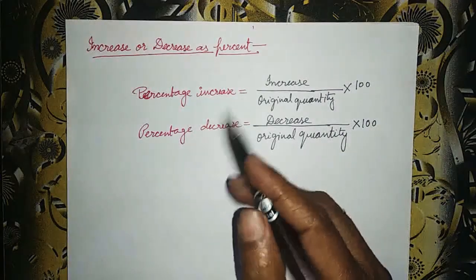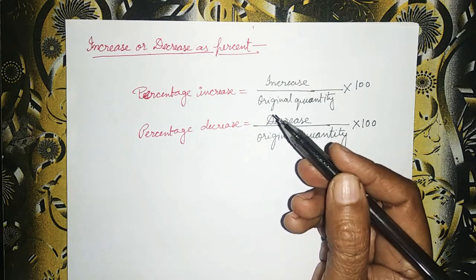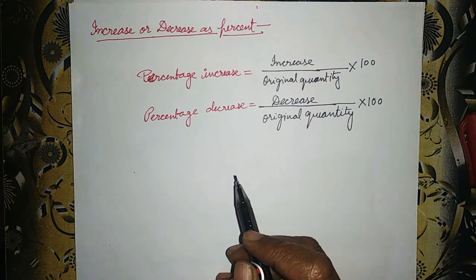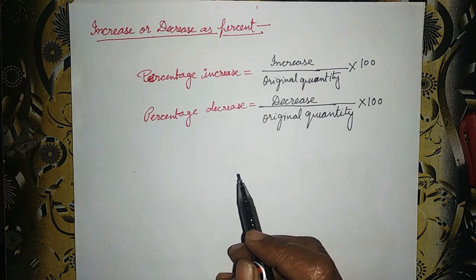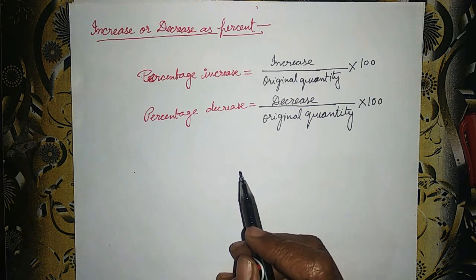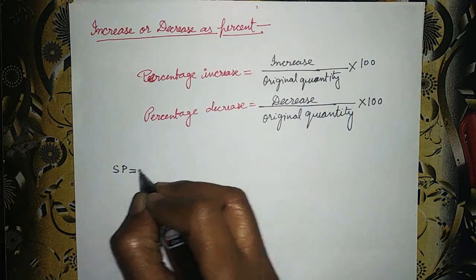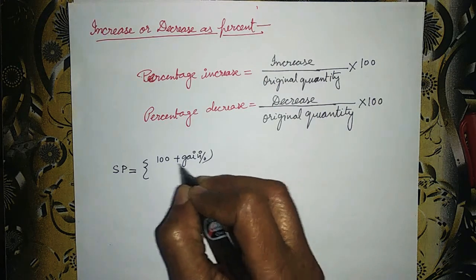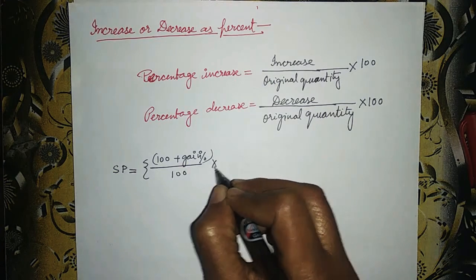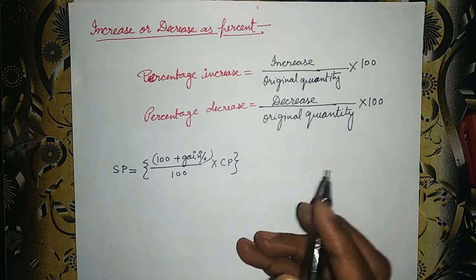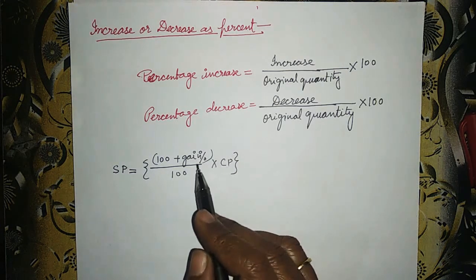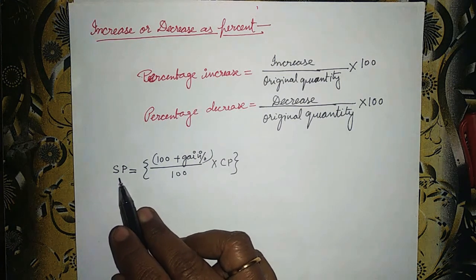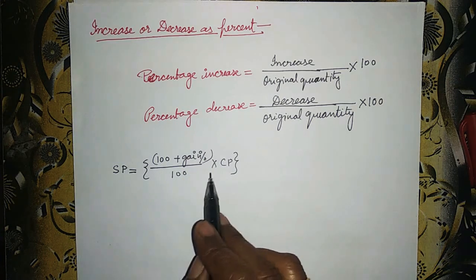After this I will explain some more formulae which you will use to solve this exercise. Now students, if you want to calculate SP and in the question you have got gain percent and CP, for that you will use this formula: SP is equal to 100 plus gain percent upon 100 into CP. Listen once again, if you want to calculate SP and you know gain percent and CP, then you can use this formula to calculate SP.